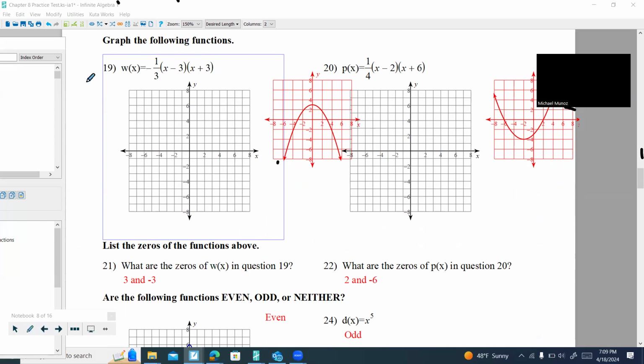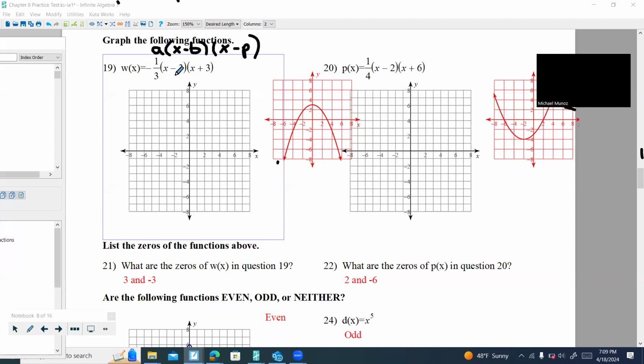Graph the following. So this one has a different formula, and this formula right here is our intercept formula. Our formula looks like this: y equals a, and then (x minus b)(x minus p). Honestly, those could be the wrong letters. I'm not sure, but they're not that important, the b and p. Those just stand for our intercepts.